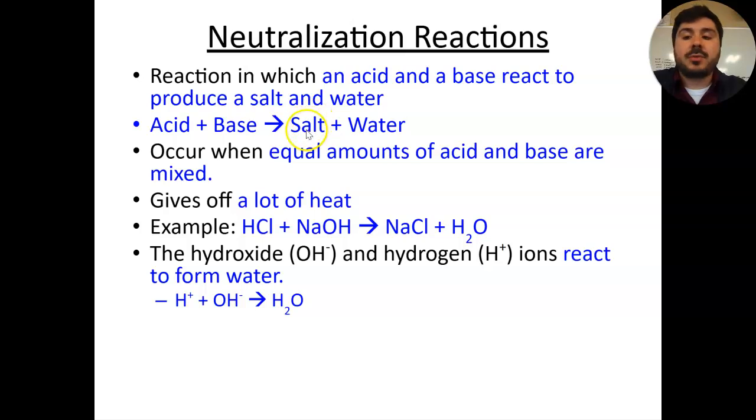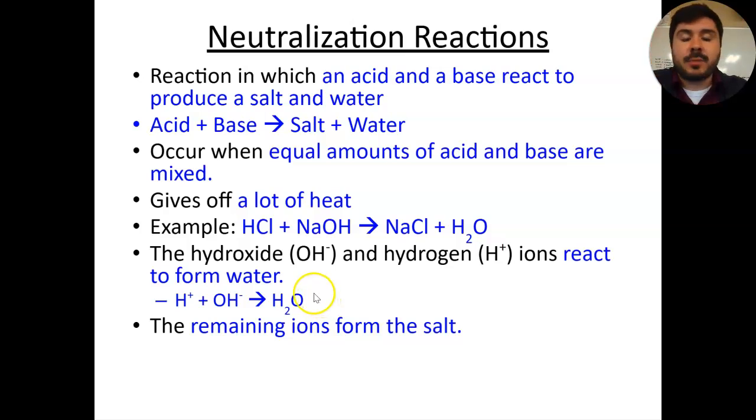Again, the only thing we have to really physically do in terms of any legwork is come up with the remaining ions to create your salt here, okay? So H2O is always going to be one of the products, right? You get the H plus ion and the OH minus ion to create H2O, and then the remaining ions left over have to form the salt.